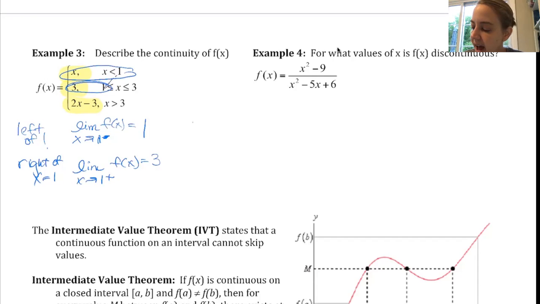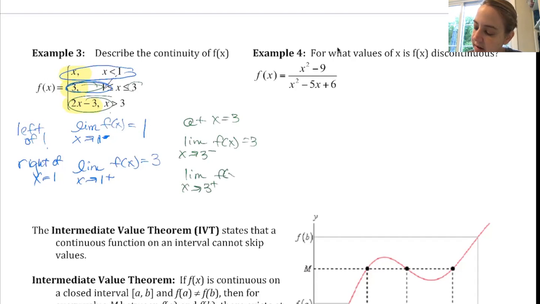So this is at x equals 3. So we have the limit as x approaches 3 from the left. Now we're going to look at this piece of f of x is equal to 3. And the limit as x approaches 3 from the right. So now we're dealing with this piece down here because it's x is greater than 3 of f of x. We're going to put this 3 into here. So 2 times 3 is 6. 6 minus 3 is 3.